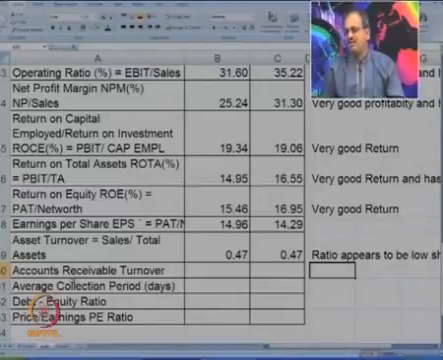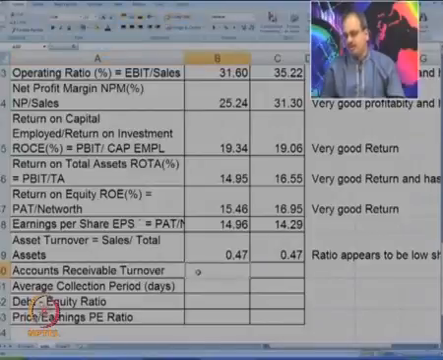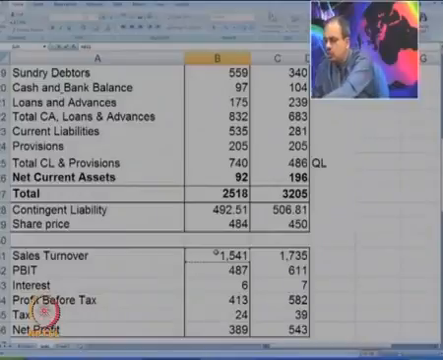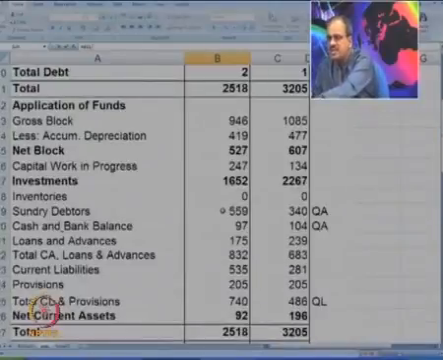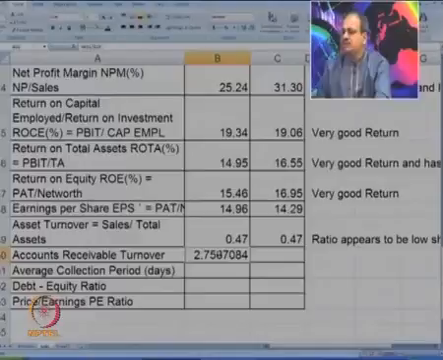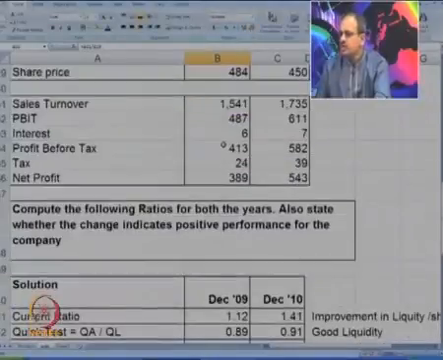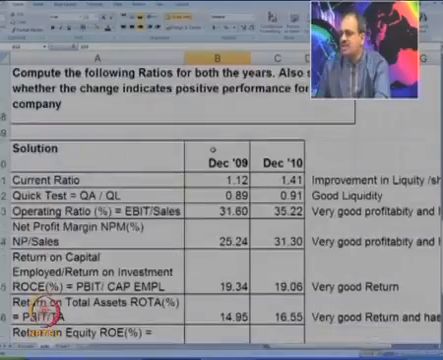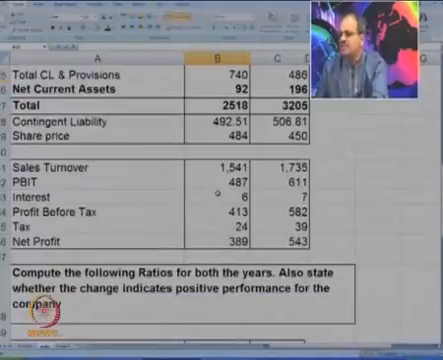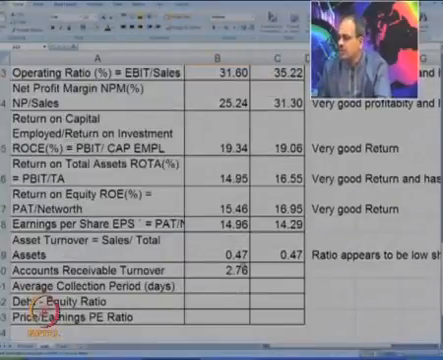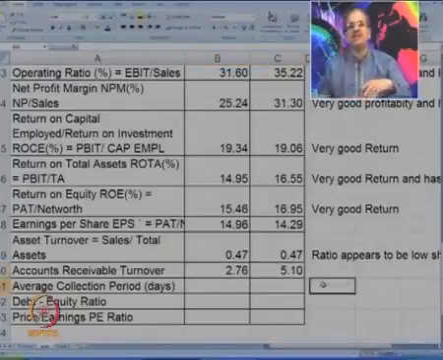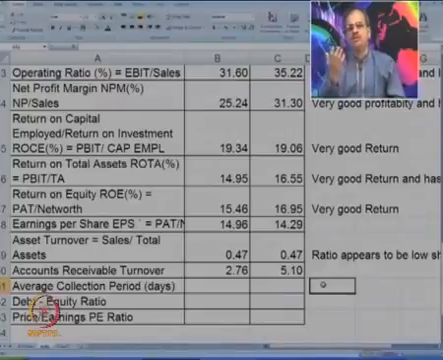Now, look at the accounts receivable turnover. Here we try to link the sales to receivables or the debtors. So, sales is 1500 and debtors are almost 600. So, the ratio is 2 times. Now you get the ratio of 2.76. If you see the current year, there is a significant improvement to 5.